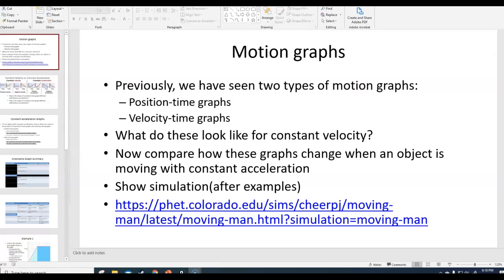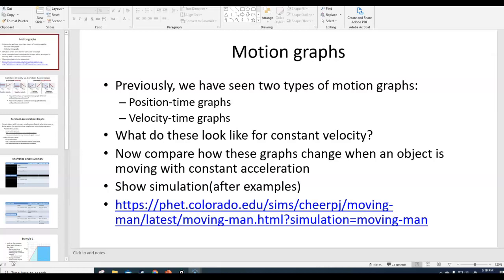Okay, so far in this unit we've been talking about the concept of acceleration, and in the last video we solved acceleration problems using our three equations for constant acceleration. So what we're going to do to wrap up this unit is look at solving problems that involve acceleration with motion graphs.